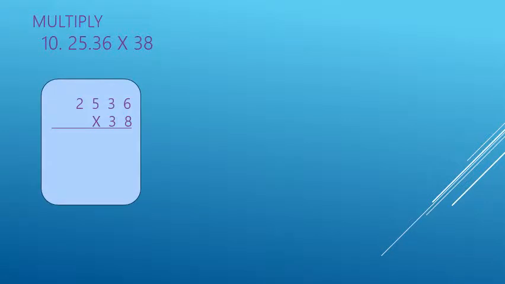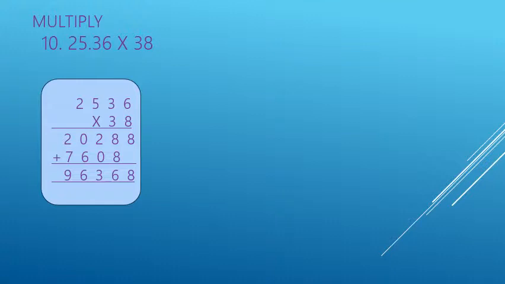Now children, let's come to question number 10 of exercise 10B. Here we have to multiply 25.36 by 38. So we will multiply both these numbers as whole numbers. So 2536 multiplied by 38. First of all we will multiply 2536 by 8. And what do we get? We get 20280. Now in the next step, at tens place we will multiply 2536 by 3, and what do we get? We get 7608.